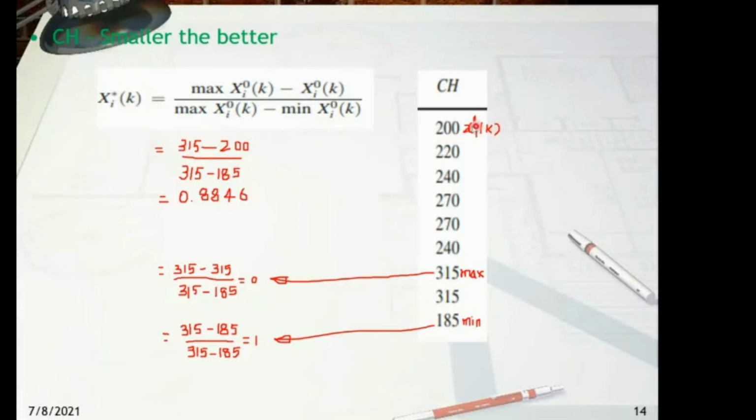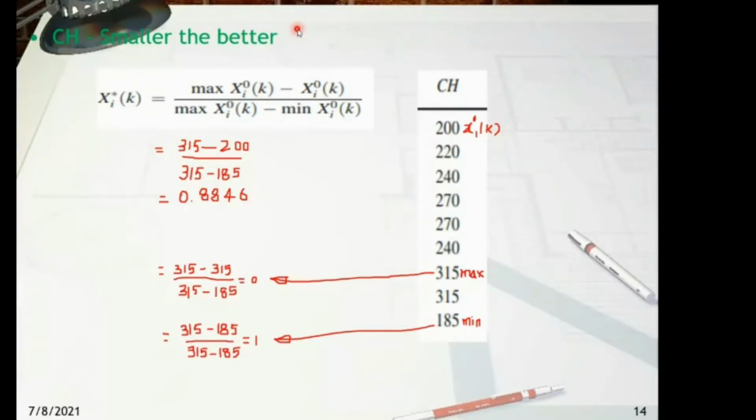For xi, you can use these values. When you calculate the first one, this becomes xi. For the second row, this becomes xi, and so on, where the maximum value is the highest value in this and the minimum is the lowest value. So this is the core hardness, the smaller the better.